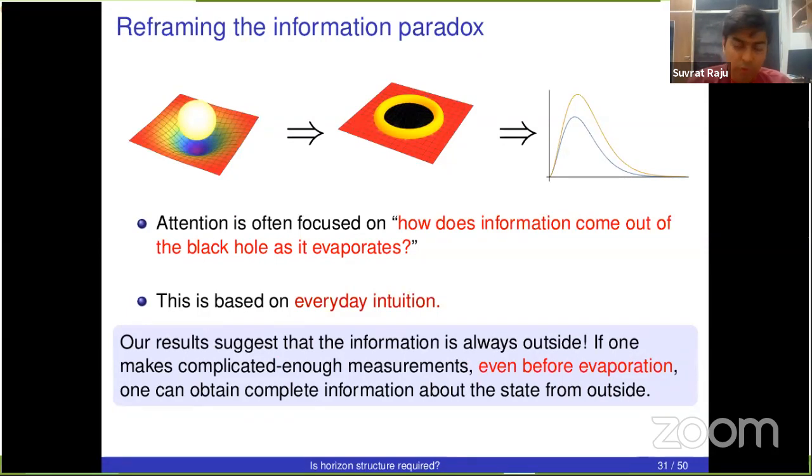Of course, I proved something in a limited context, in a theory with only massless particles. But as I said, if you allowed me to work in AdS, I could also include massive particles, and a similar argument would go through. So at least in the system with massless particles, even in four dimensions, one can show that even before evaporation, with careful enough measurements, one would know about the state.